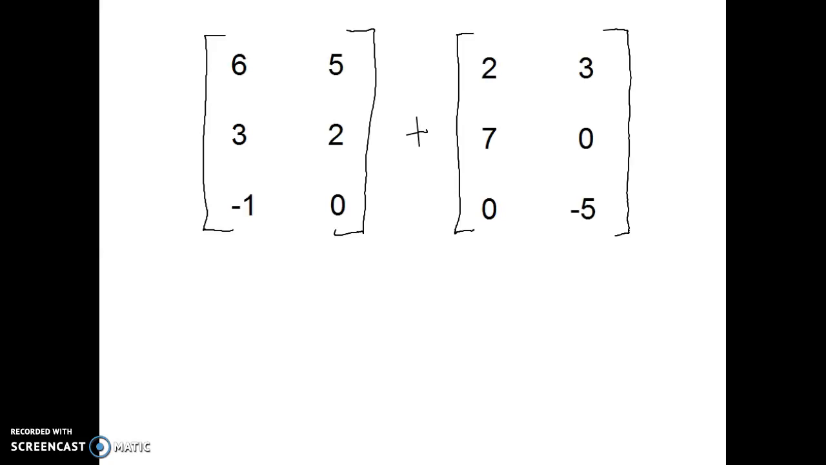Let's look at a couple basic math operations involving matrices. I want to add these two matrices together. First thing I want to examine are the dimensions of each one. Both matrices are 3 by 2. That's because there are 3 rows in each and 2 columns.